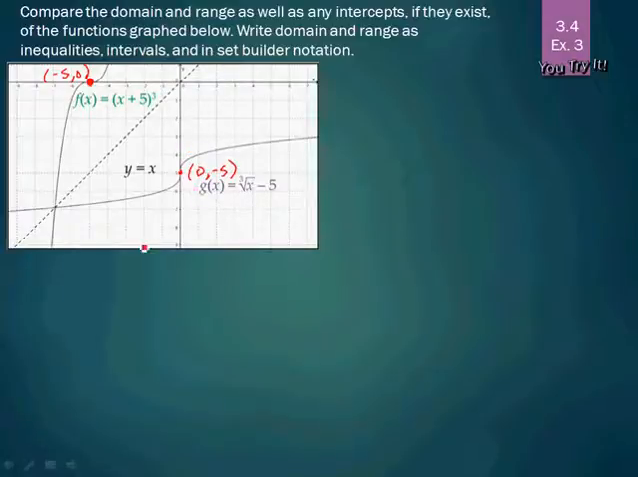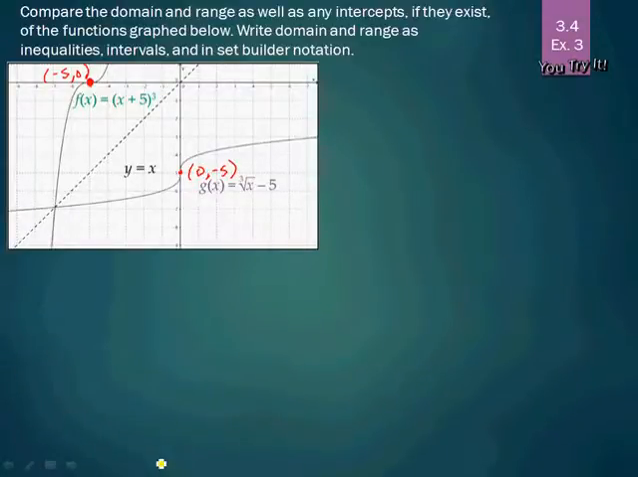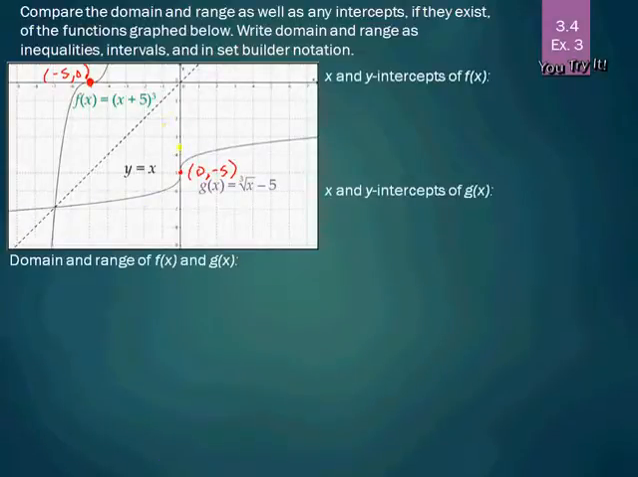So let's go ahead and fill out the rest of this and write it all down. For domain and range, we just talked about how that's all real numbers, and we do need to write it as inequalities, intervals, and in set builder notation. So for the domain, it'll be negative infinity is less than x is less than positive infinity, and this will again be for both functions since they both have all real numbers. And then for the range, it'll be negative infinity is less than y is less than positive infinity.